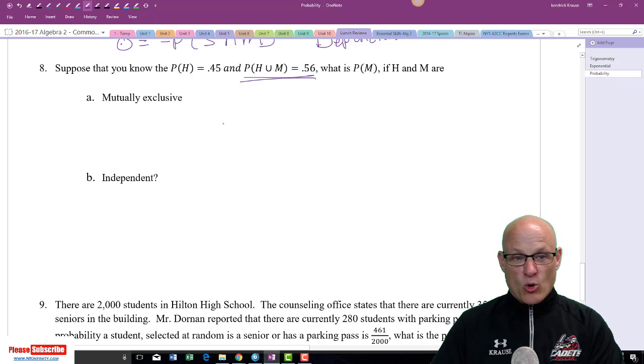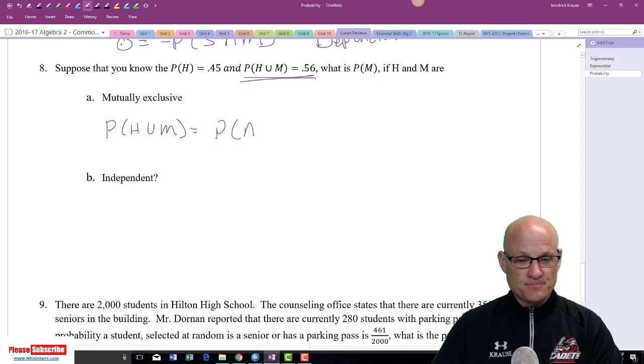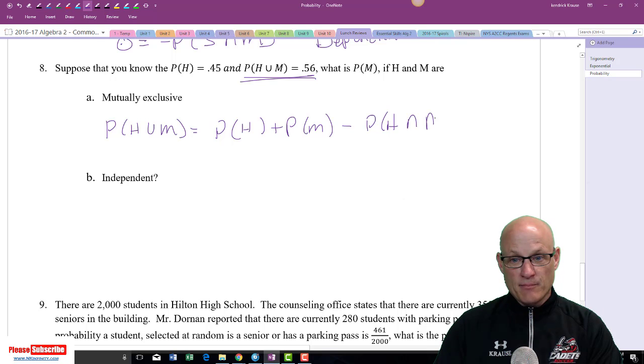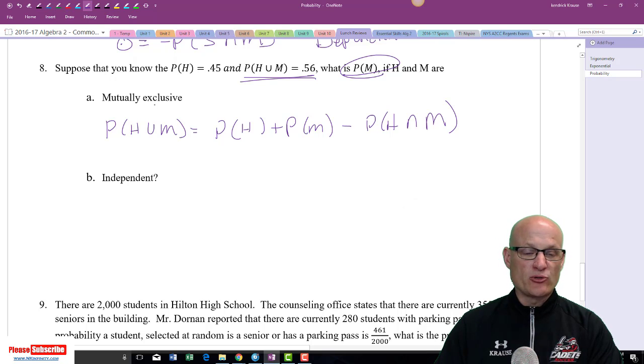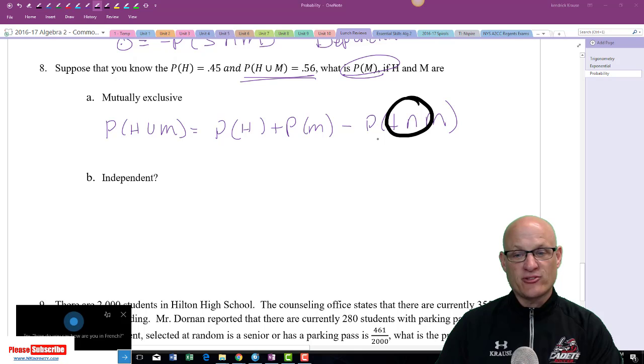Here, once again, I've got my OR, so I want to go the probability of H or M is equal to the probability of H plus the probability of M minus the probability of H and M. So we want to find the probability of M if H and M are mutually exclusive. Well, if H and M are mutually exclusive, the probability of H and M is 0.